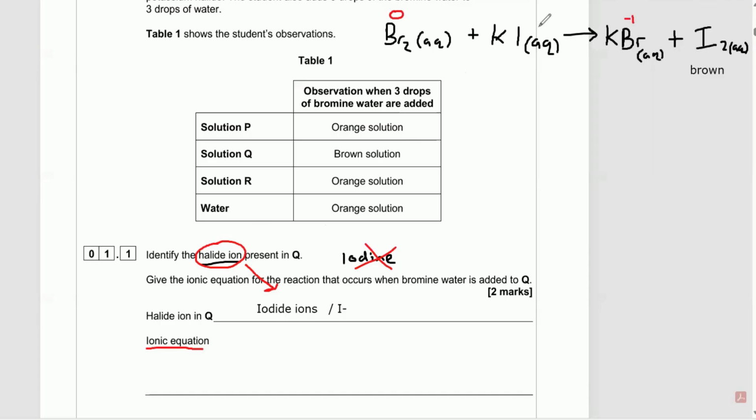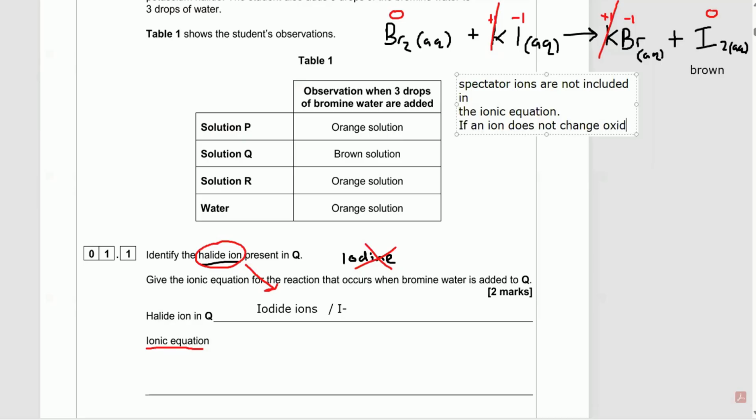Now we're going to write the ionic equation. So if you look here, bromine goes from a 0 oxidation state to -1, and iodide ions go from -1 to 0, whereas potassium ions stay at +1 on both sides of the equation. And that means my potassium ions are known as spectator ions. They don't get involved in the ionic equation, so we don't put them in the ionic equation. A spectator ion is anything that doesn't change its oxidation state on either side of the equation, or doesn't change its physical state, i.e. it's remained aqueous on both sides. So if you change one of those, your physical state or your oxidation state, then you're not a spectator ion, and we include you in the ionic equation.